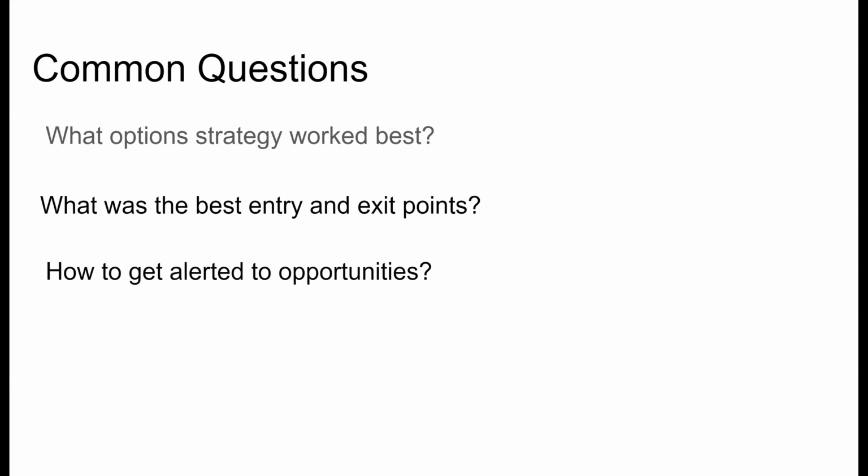The next question we get is how to get alerted to opportunities. You can do all this analysis by hand, of course, but what we think is a better way to do it is to allow the machines and servers to crunch all the data and present the opportunities to you. This way, you could streamline the entire process, saving you time, and then you could focus exactly on the best historical opportunities at the present.